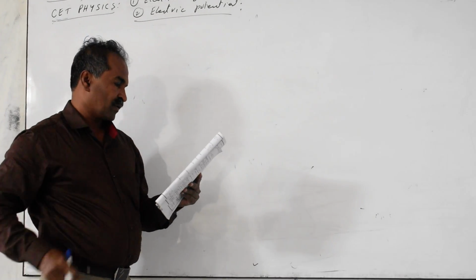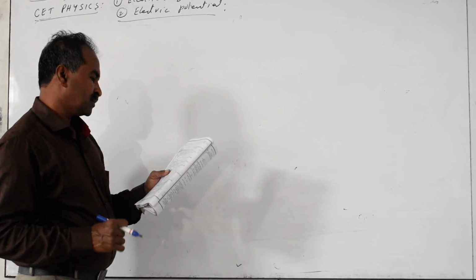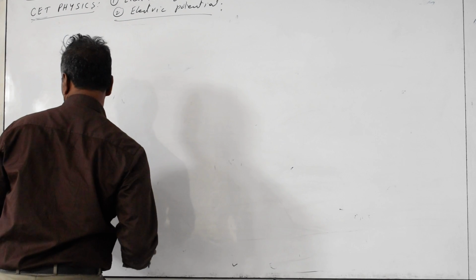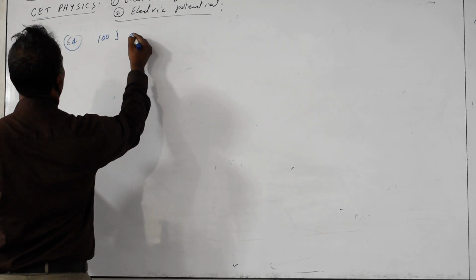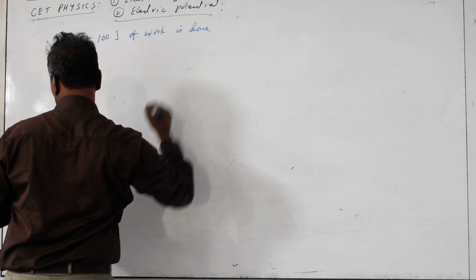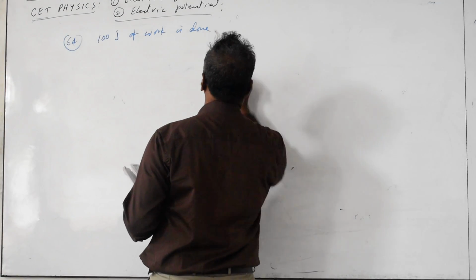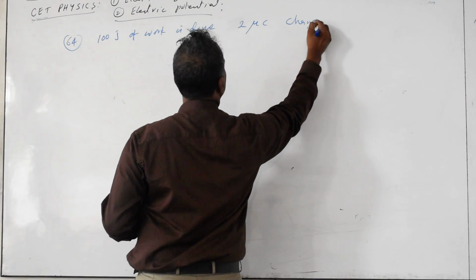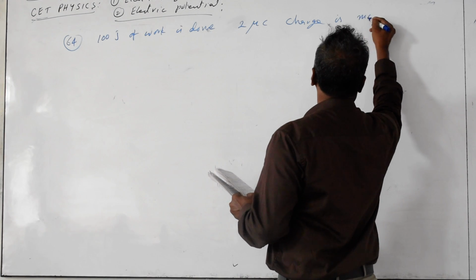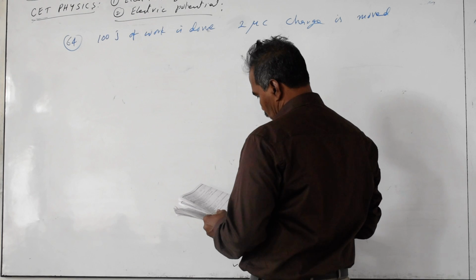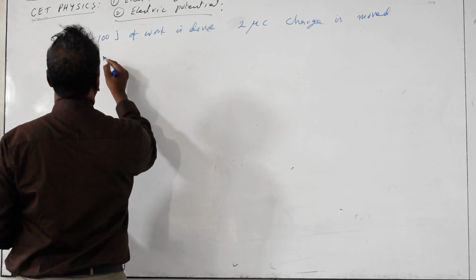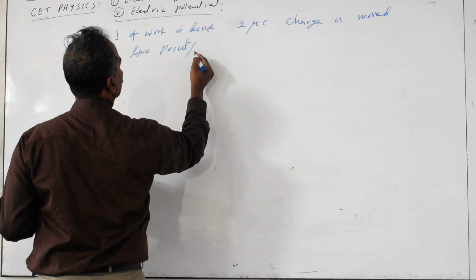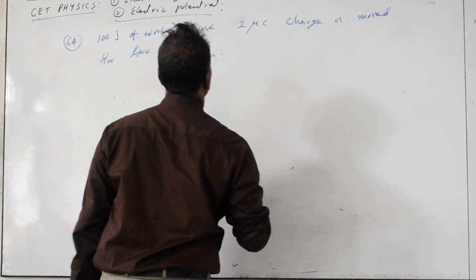Next question, 64. 100 joule of work is done when a 2 microcoulomb charge is moved in the electric field between 2 points. The potential difference between these points, or we can also take 2 plates, is asked, and the work done is 100 joules. Find the potential difference between these points.